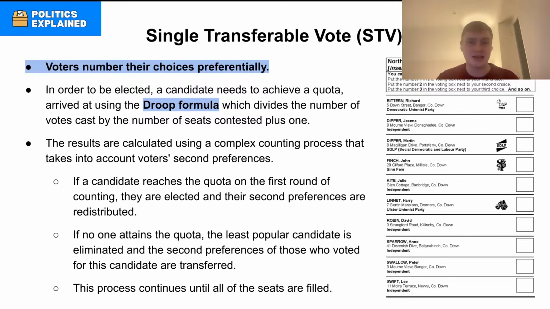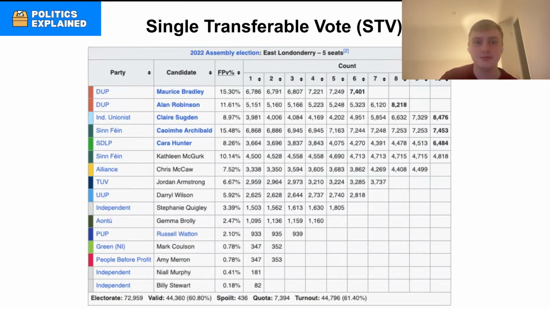If you win 20%, or it's often 15%, you clearly have enough support. So you're immediately elected. But if you don't, then you keep going and the second preferences are taken into account. You don't need to explain this fully in your essays. You just effectively need to know that voters put in together their full preferences, and all of these preferences are taken into account using the Droop formula to produce a really proportional outcome by the end.